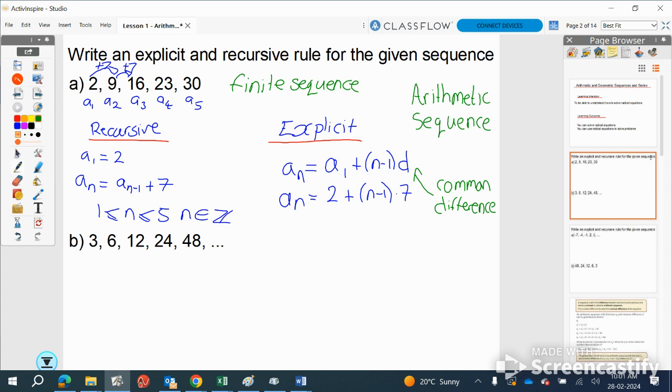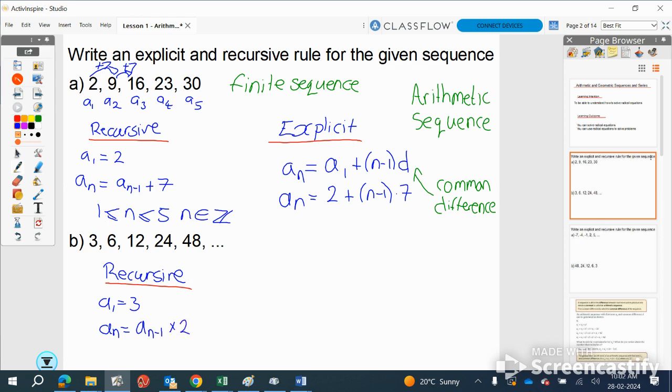Okay, so what is the pattern? Multiply by 2. So for our recursive definition, what do we need to say? Excellent. A1 is equal to 3. We also need the rule. What is AN? AN is equal to AN minus 1 times 2. That's right.